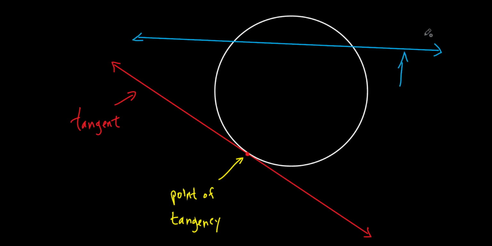That's a chord. A chord is a line segment. A chord has endpoints on the circle. This doesn't have endpoints on the circle. It's a secant, right? We said it earlier, just a few minutes ago.